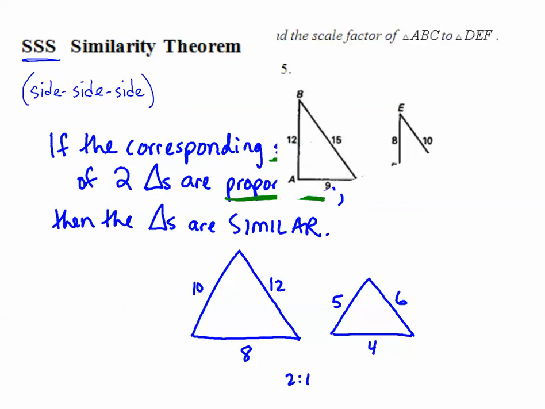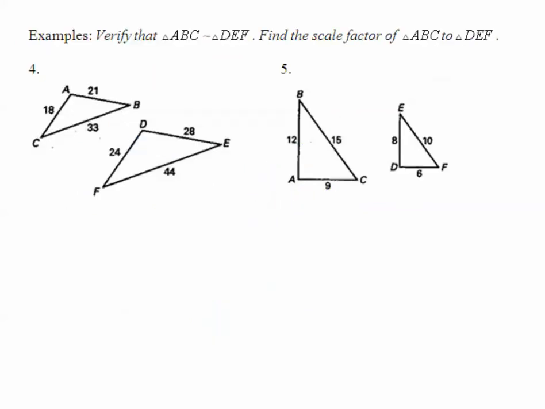Let's look at a couple of examples that demonstrate the side-side-side similarity theorem. First one, it says verify that triangle ABC is similar to triangle DEF. Find the scale factor of triangle ABC to triangle DEF. Verify. That's a very important word there. That means we know they are similar, so this is just show it. Just show it. We know they are. It's not a yes or no question.